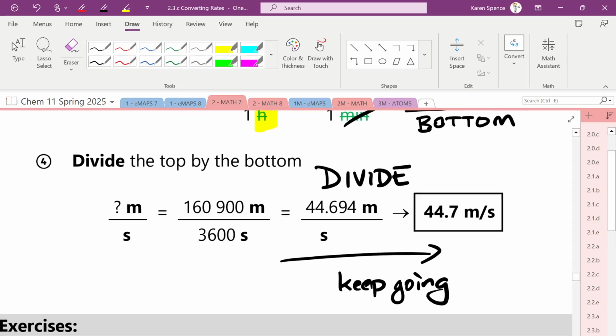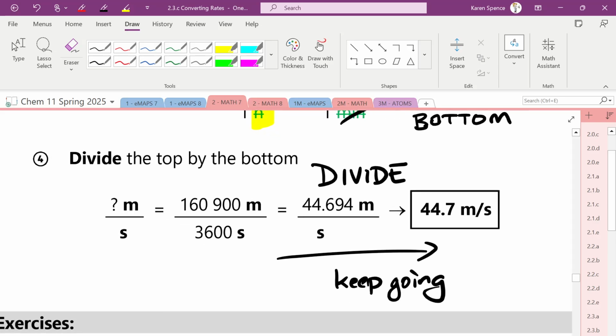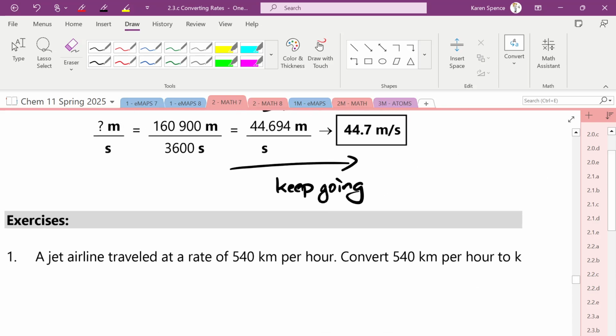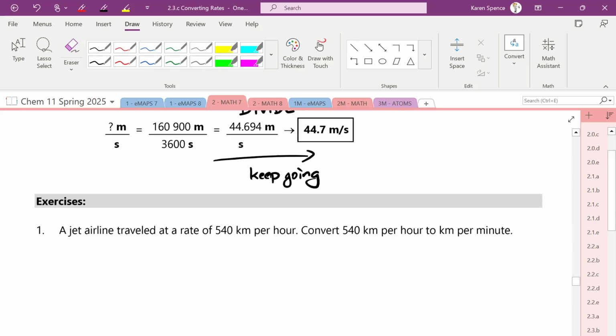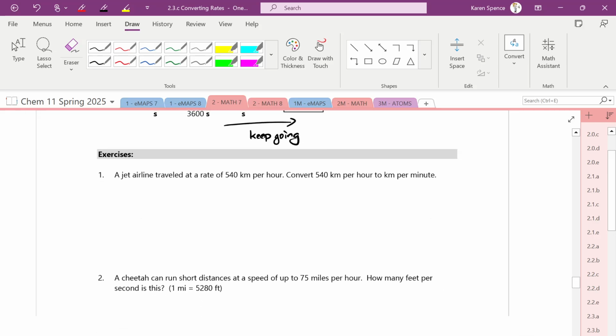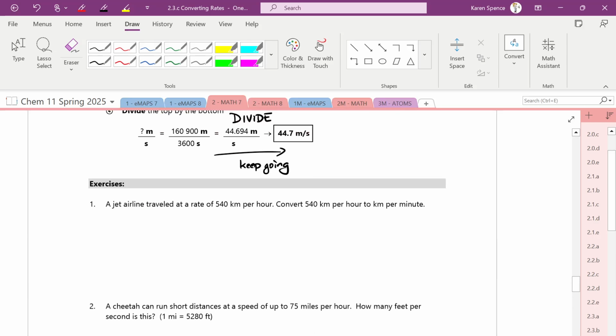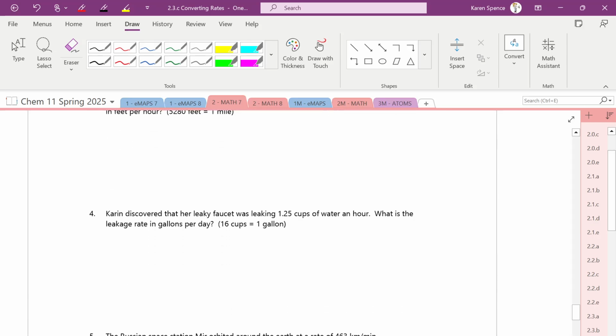Okay, at any rate, you take your top, your bottom, and you divide, and you still go to 3 sig figs. And so your homework is going to be page 60 and 61, numbers 1, 2, 3.